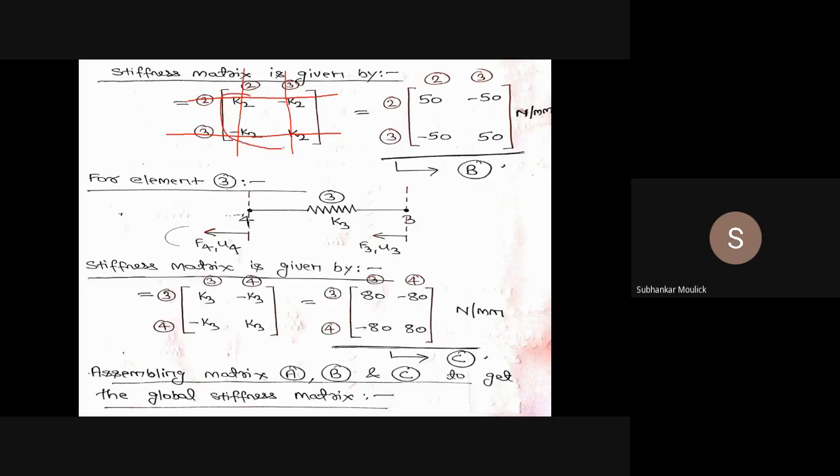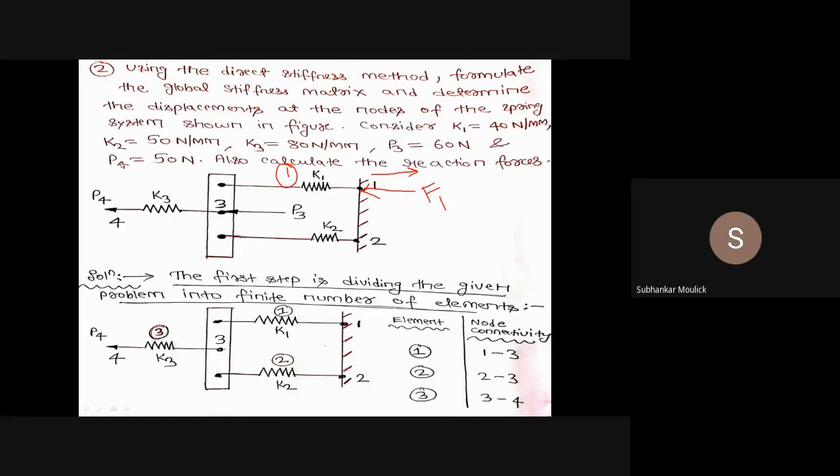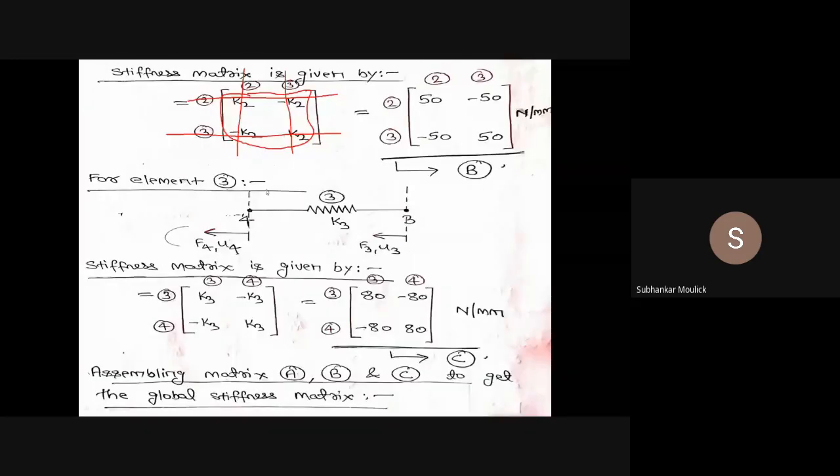And these values are nothing but the stiffness values, that will be K2, minus K2, minus K2, K2. In the problem, the value of K2 is given to you. So just evaluate those values and the final matrix becomes 50, minus 50, minus 50, 50 Newton per millimeter, which is acting between node 2 and node 3 row wise and, column wise, node 2 and node 3. Let it be represented by B. This is matrix B for the second element. Any doubt so far?